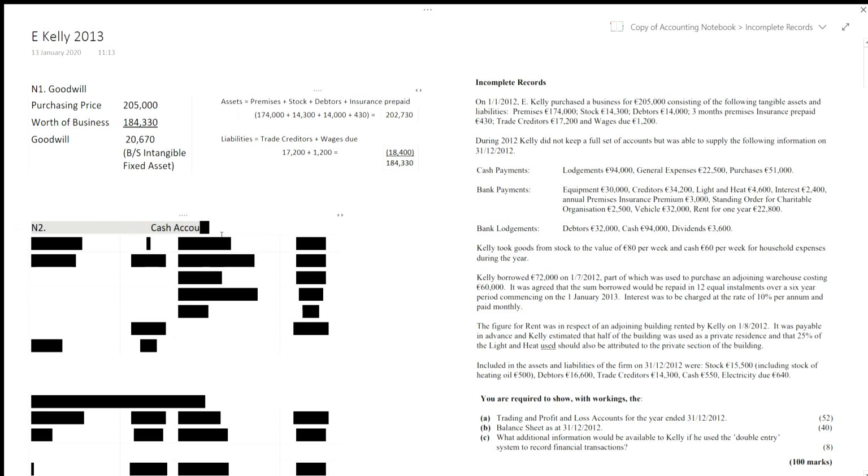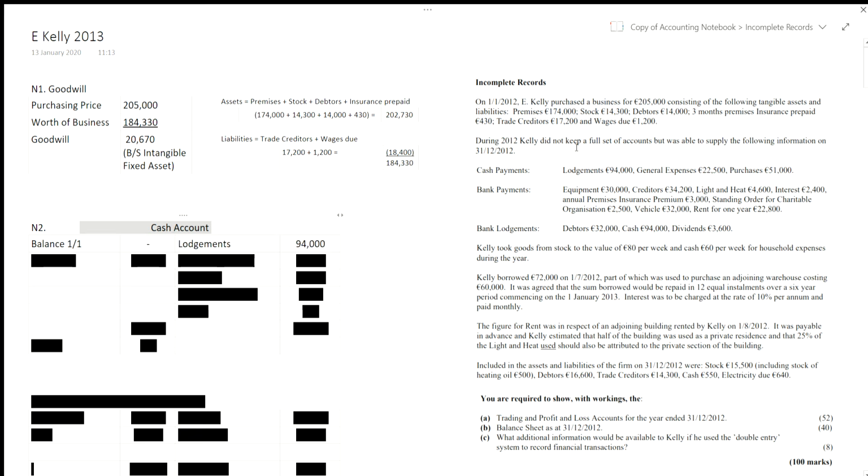So if we look at this here, this is going to be our cash account. This is just a normal T account I'm going to do for cash. I've included at the top a balance of the first of the first. It was 0. There was no cash at the beginning of the year.